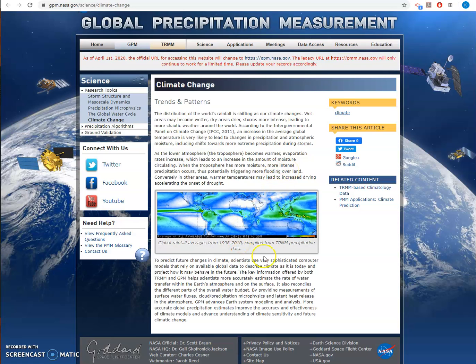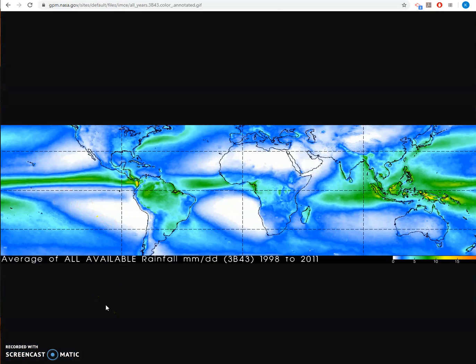So, hi, California. To predict future changes, scientists are using very sophisticated computer models and relying on the data that we've got now to describe what might happen in the future. Looking at this graph, this is the average rainfall in millimeters per day across the world from 1998 to 2011. You can see that the tropics have most of the increased rainfall, but you're seeing it measured out along paths where there are specific types of air circulation, so there's more precipitation in some of those places. That's all this one shows, right?